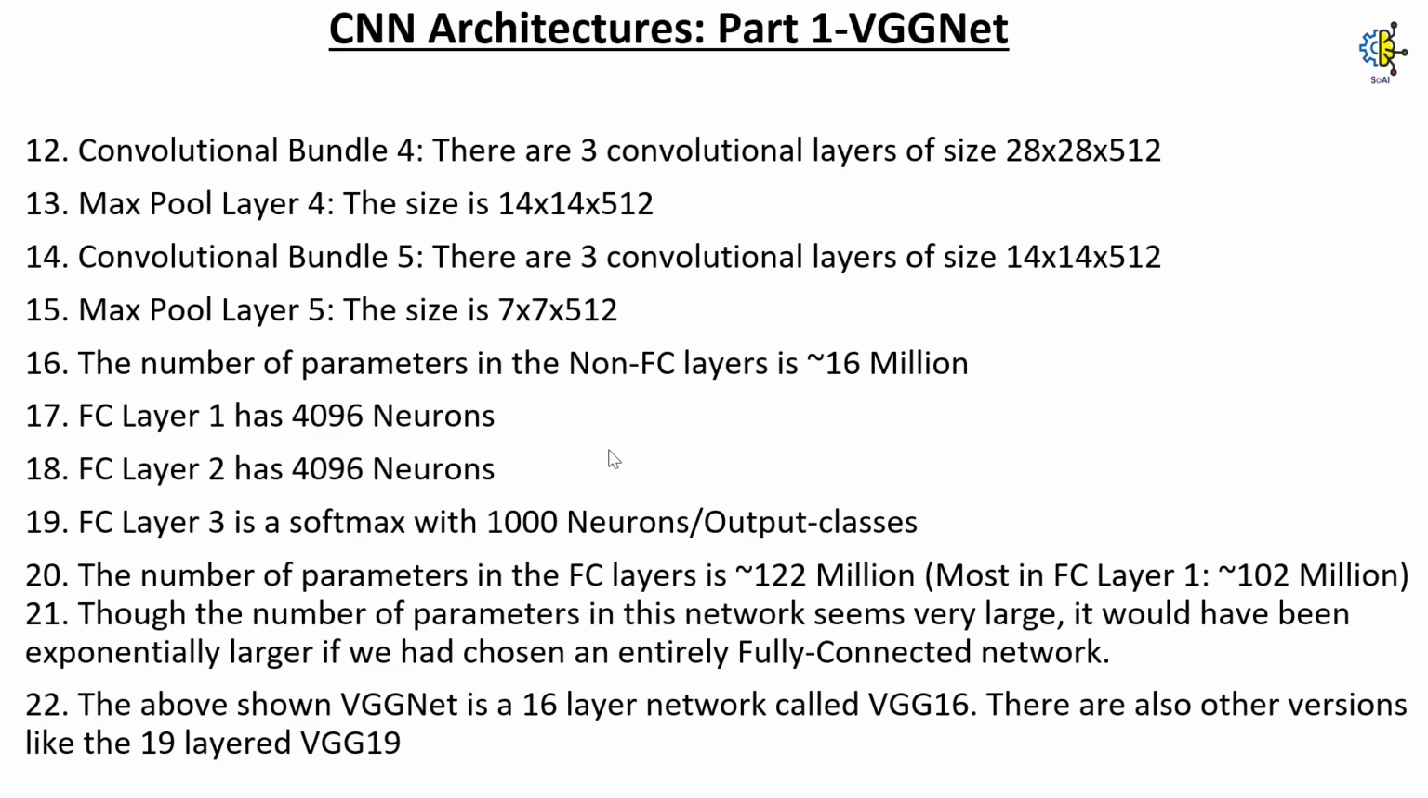Though the number of parameters in this network seems very large, it would have been exponentially larger if we had chosen an entirely fully connected network. The above shown VGG net is a 16-layer network called VGG16. There are also other versions like the 19-layer VGG19.